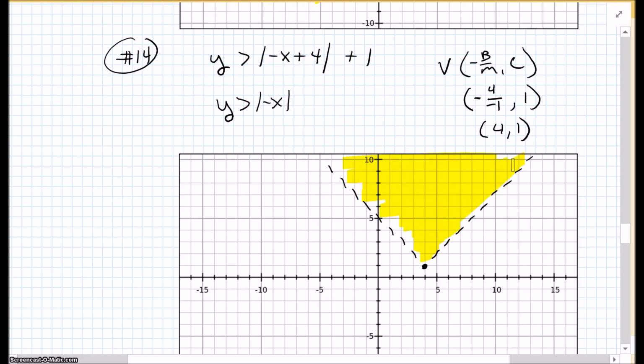And it's a dotted line because the inequality does not include the word equals to, or at least. So there's number 14 for us.